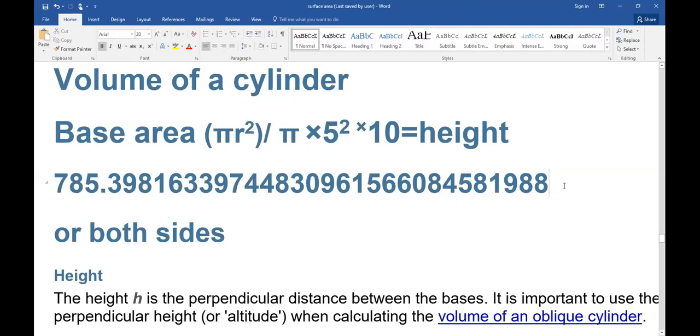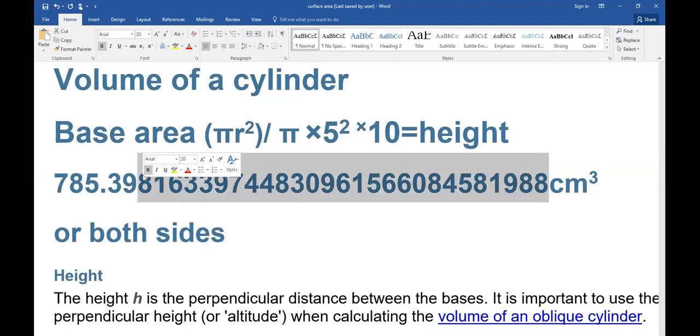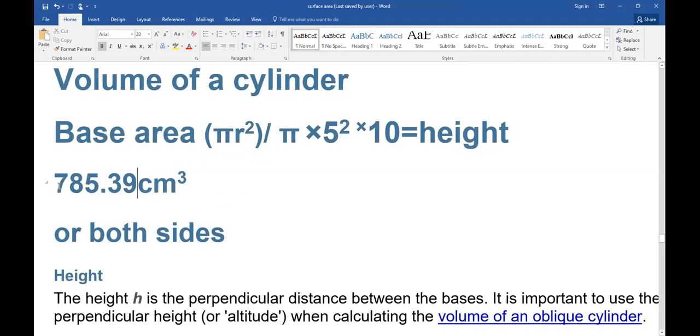So this one is centimeters cubed or cubic centimeters. I will explain why it is cubic centimeters. The answer in 4 significant figures, 1, 2, 3, 4, and then we consider the 5th significant figure. The other numbers here we don't require, so we remove them.